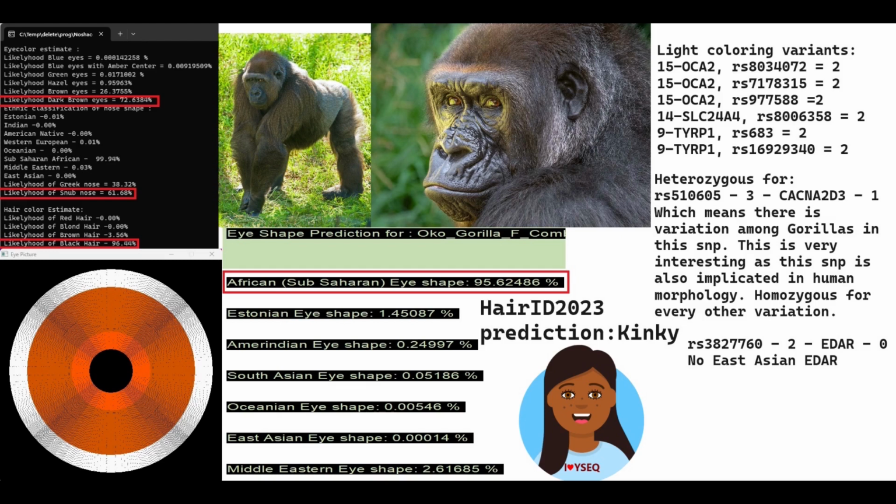Now, she's heterozygous for this one variation in the CACNA2D3 gene, which means that there is variation among gorillas in this SNP. This is very interesting, as this SNP is also implicated in human morphology, and she's homozygous for every other variation. Typically, if you see somebody from another species and they're homozygous for every variation, what that means is that this is a typical genotype for representatives of their species. There is no variation in their species, and they all have pretty much the same exact result.